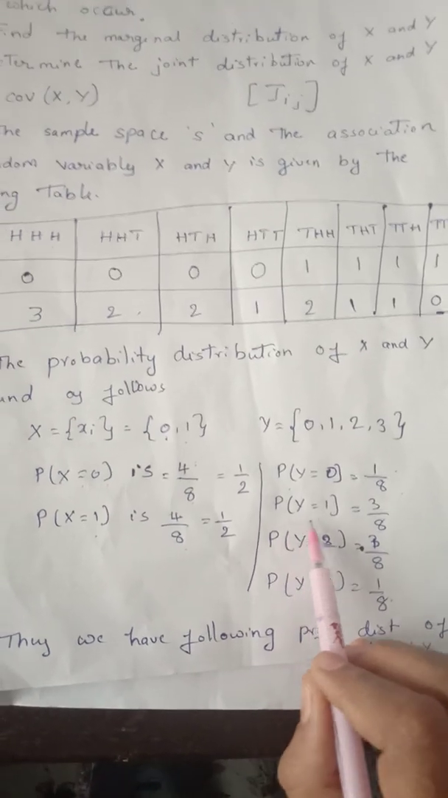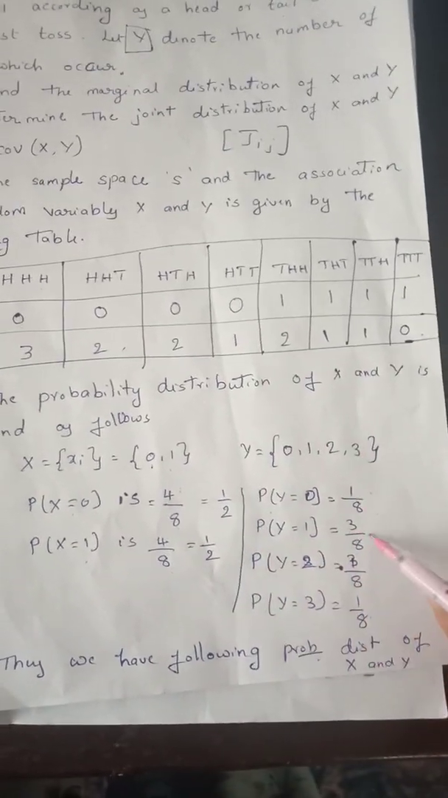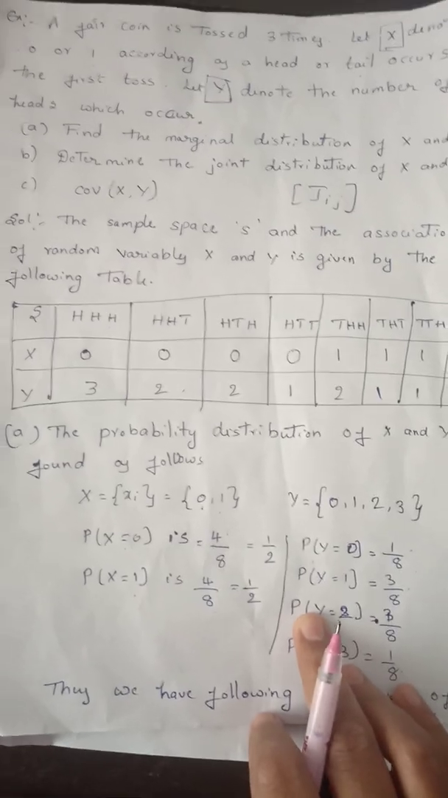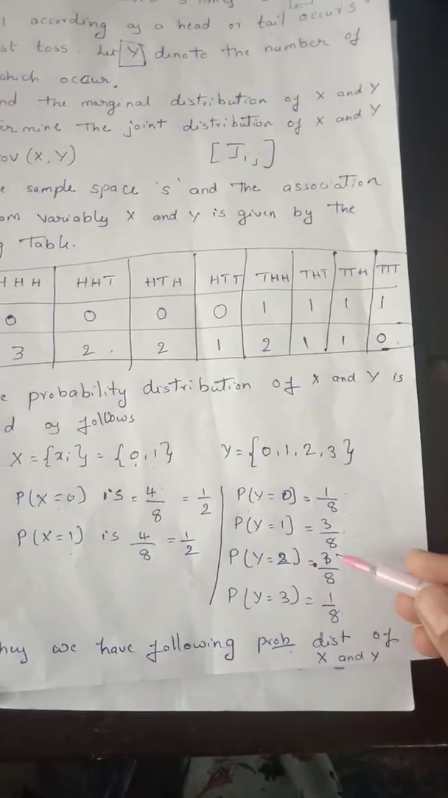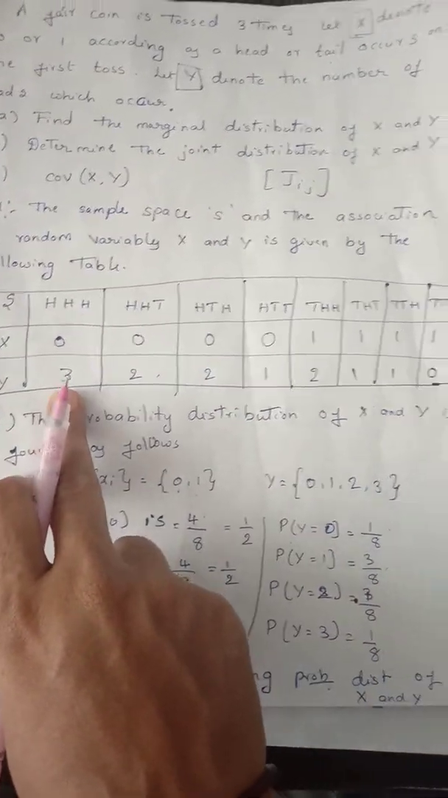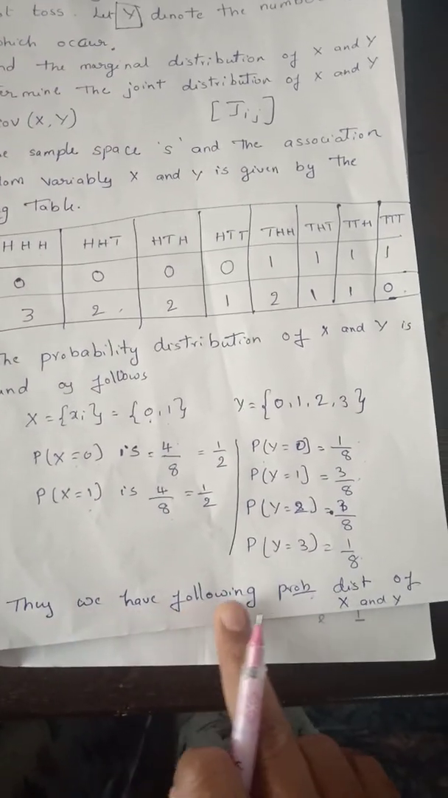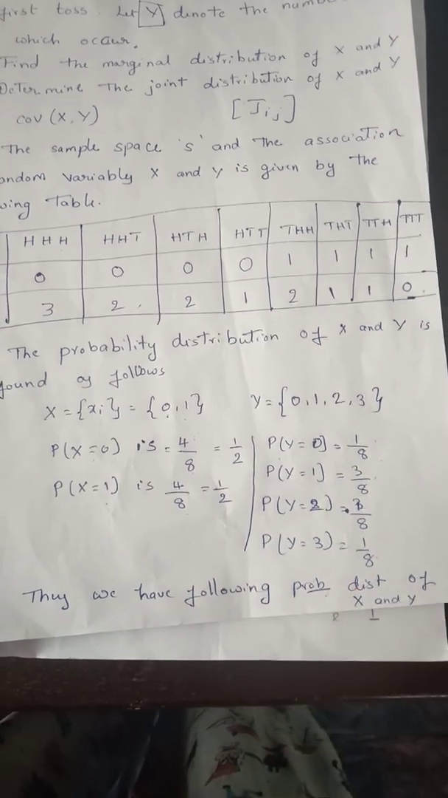How many times y is equal to 1? 1, 2, 3. That is 3 by 8, the number of possible cases, which is the same for every condition. And y is equal to 2, condition 1, 2, 3. 3 divided by 8. And y is equal to 3, how many times is it there? Only 1. 1 by 8. Thus we have the following probability distributions of x and y.